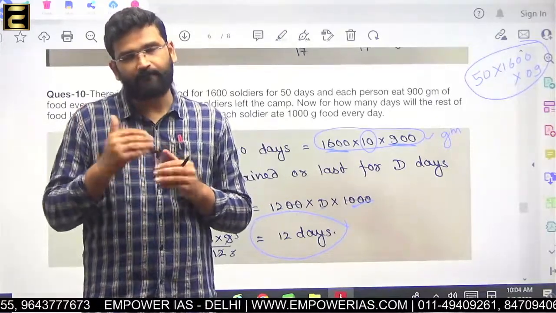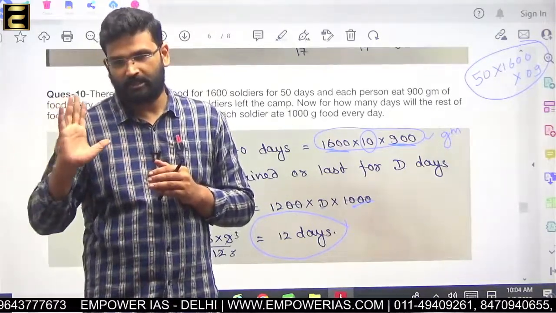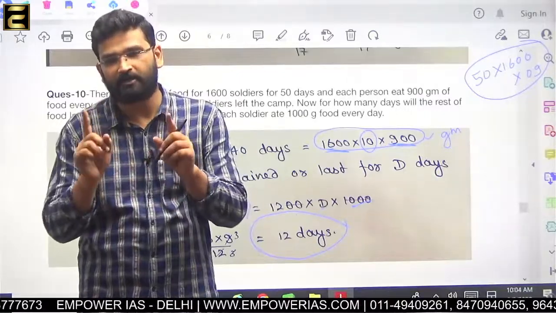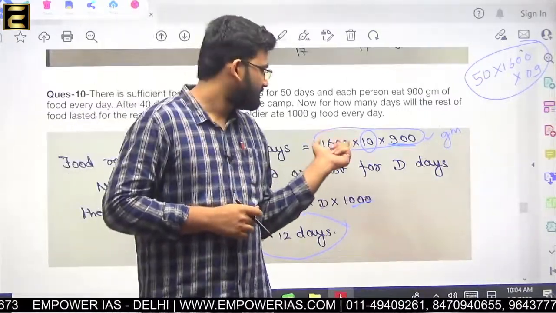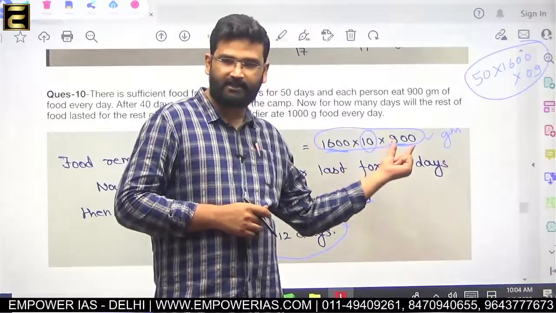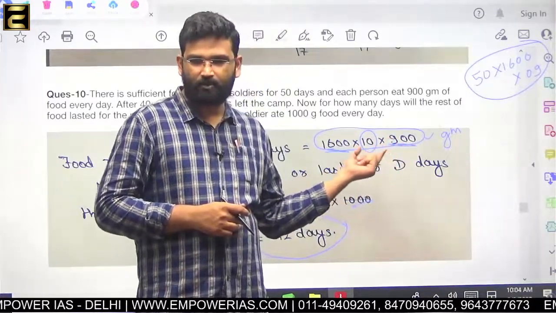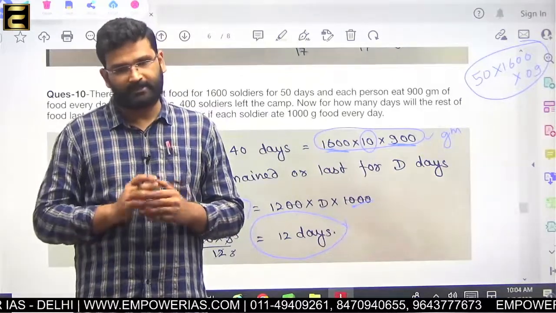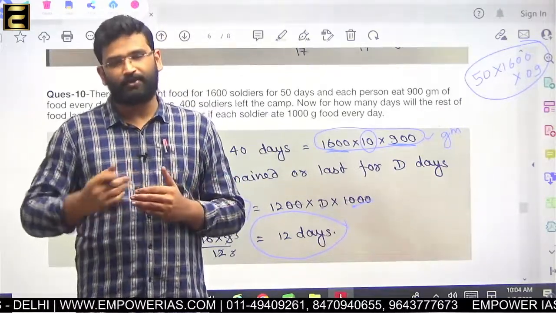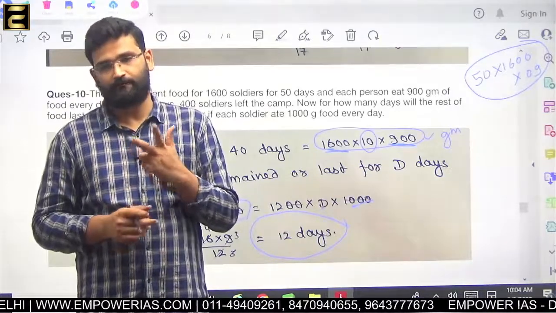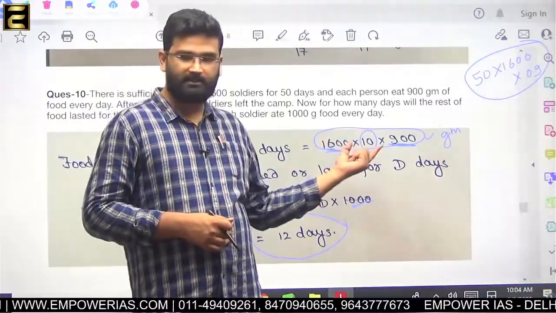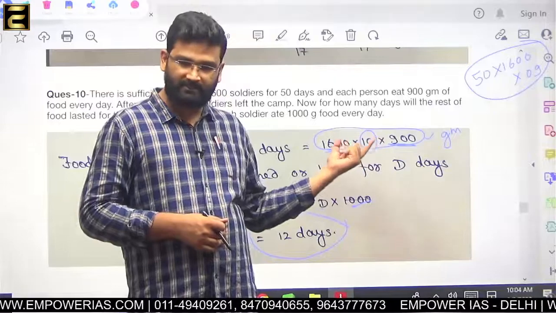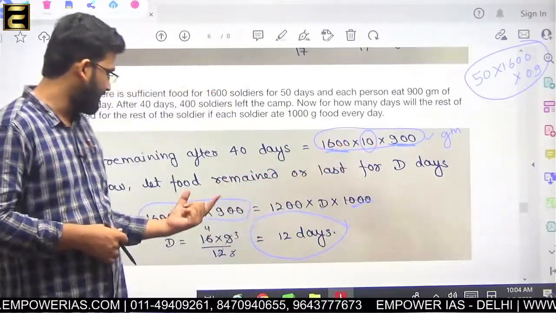But after 40 days something has changed. So after 40 days how much food was remaining? 1600 into 10 into 900 gram. This is the amount of food remaining after 40 days. Okay, up to 40 days everything was fine. After 40 days two things changed. First of all, this much is the food which is remaining in the kitchen, so we have kept it here.